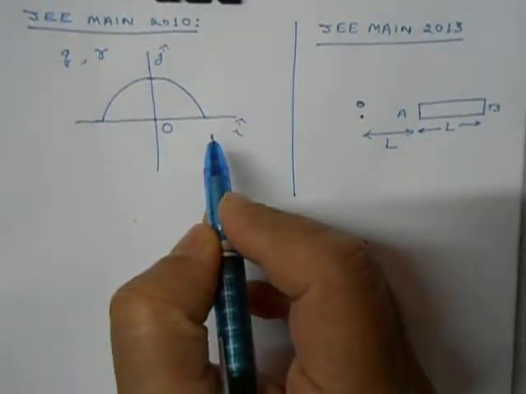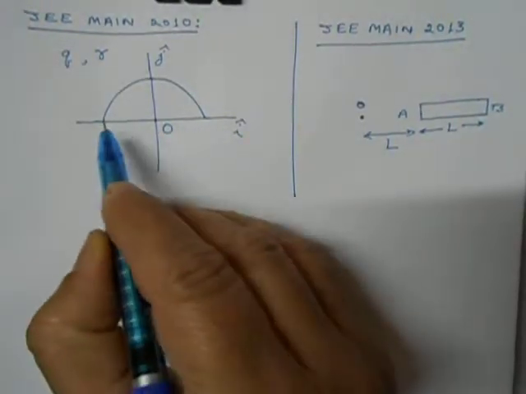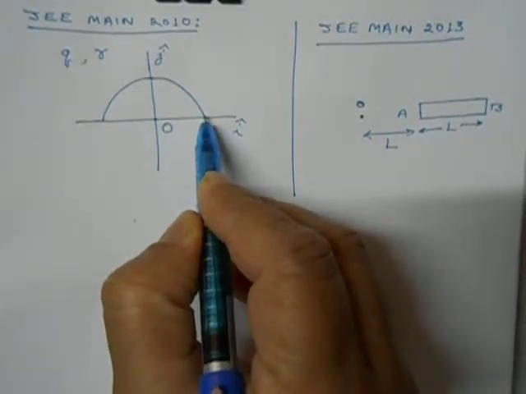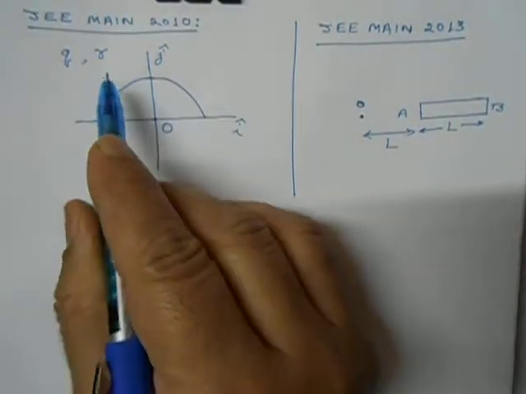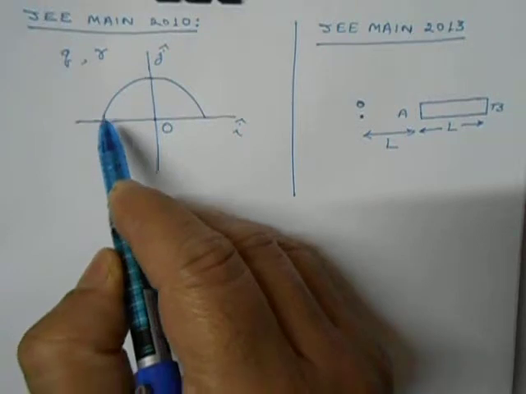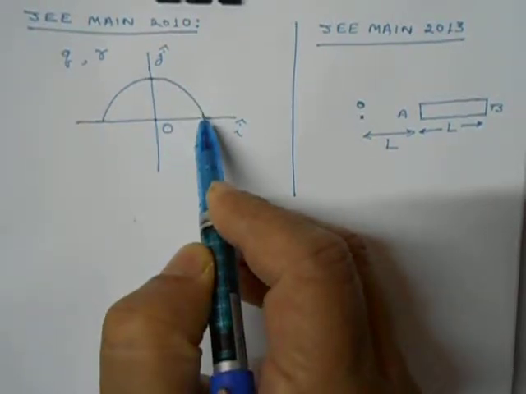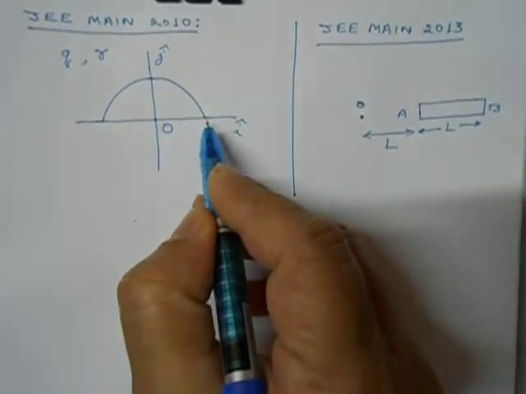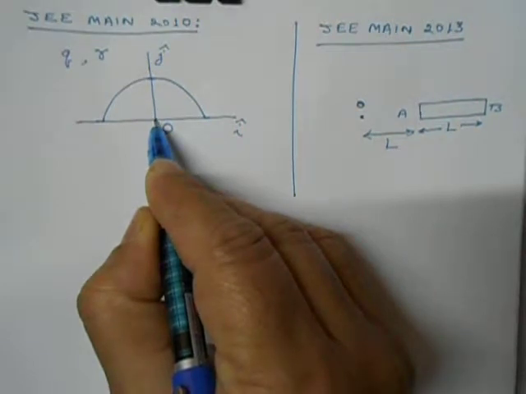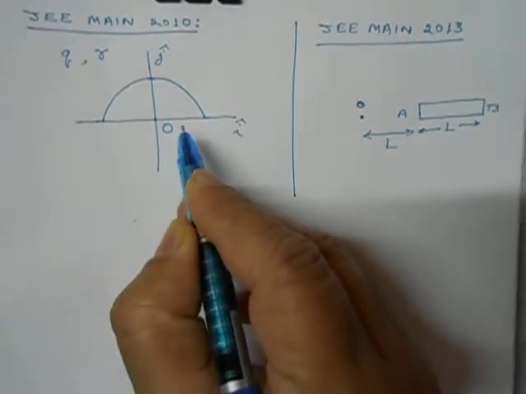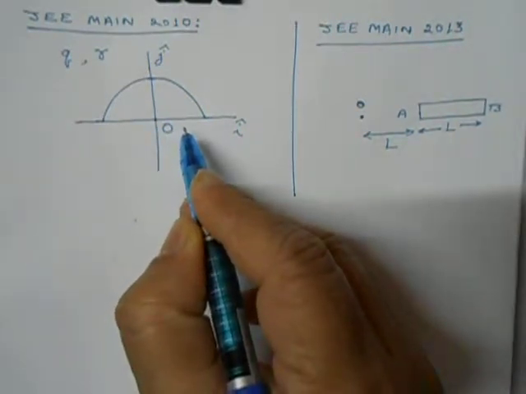In this problem, it's given that there is a semicircular rod of radius r. There is a charge q uniformly distributed over it. We have to find the electric field at the center O. Now this problem is 2 steps difficult.